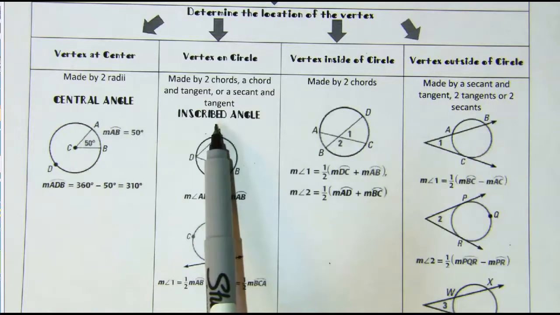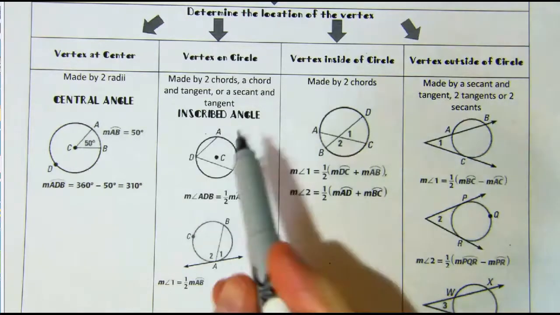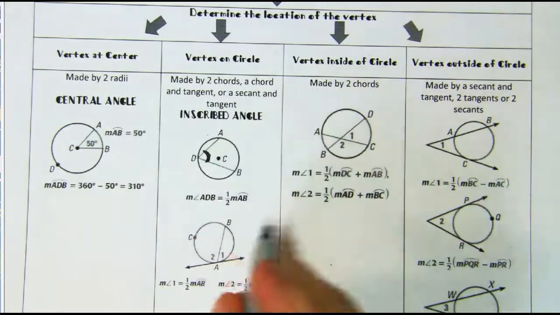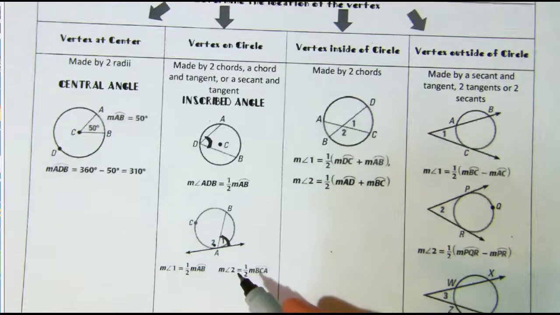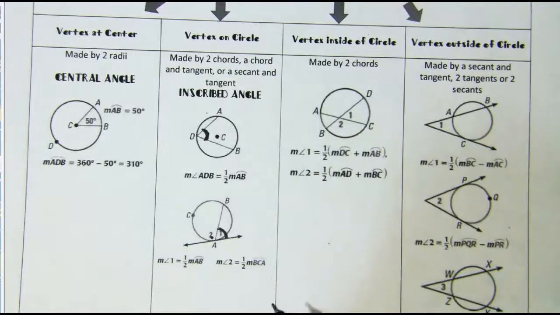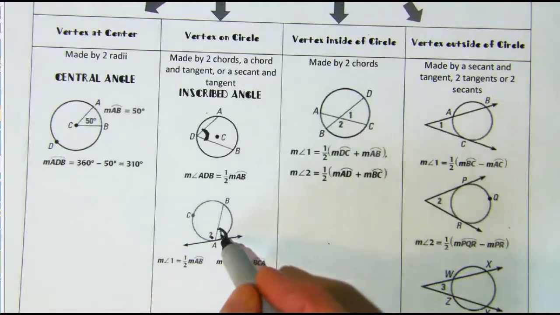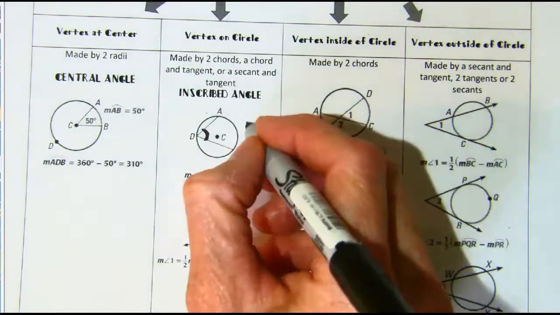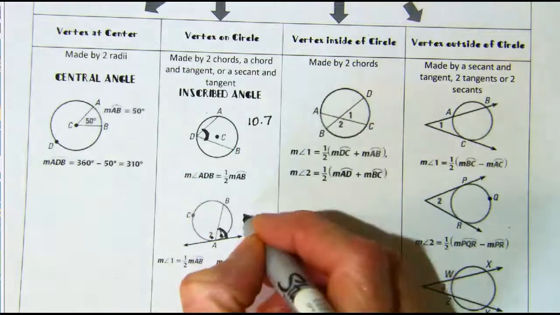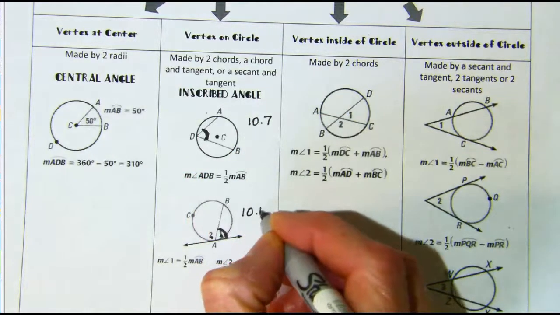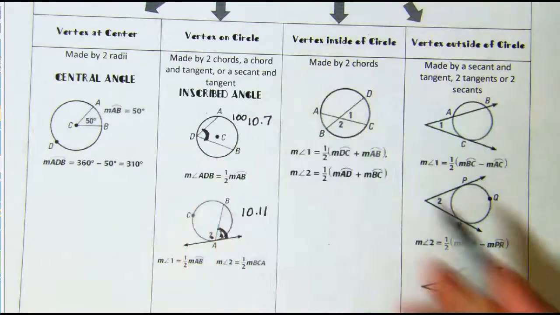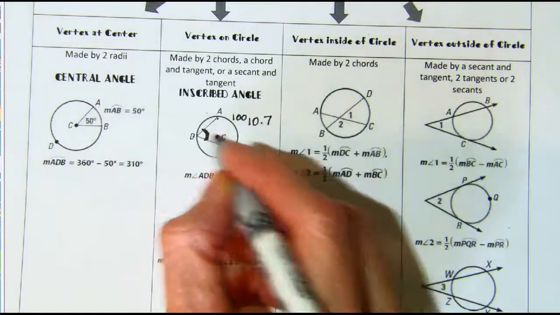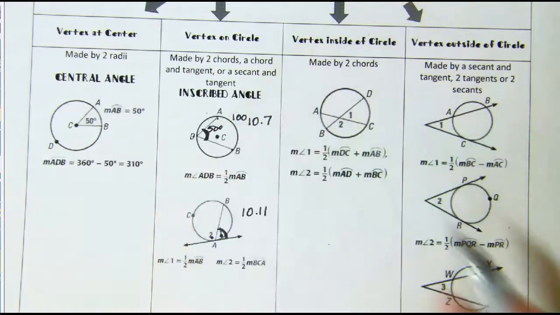So whatever the angle is, the arc will be. Now, if it's an inscribed angle, so here is an inscribed angle, and angle 1 and angle 2 are considered inscribed, you are going to take half to find the angle inside. So this is theorem 10.7, this is theorem 10.11. Just for example, if this AB was 100, ADB would be 50 degrees.